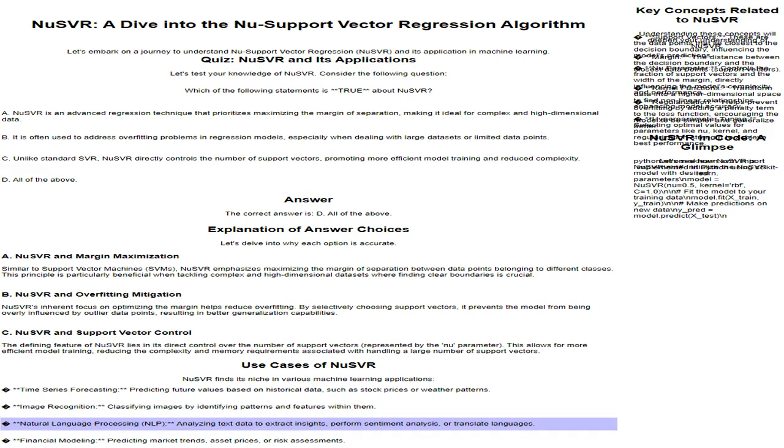Natural language processing (NLP). Analyzing text data to extract insights, perform sentiment analysis, or translate languages. NuSVR can be used to learn the relationships between words and phrases in text data and perform various NLP tasks, such as sentiment classification, topic modeling, and machine translation. Financial modeling. Predicting market trends, asset prices, or risk assessments. NuSVR can be used to model the complex relationships between financial variables and make predictions about future market behavior, asset prices, or credit risk.